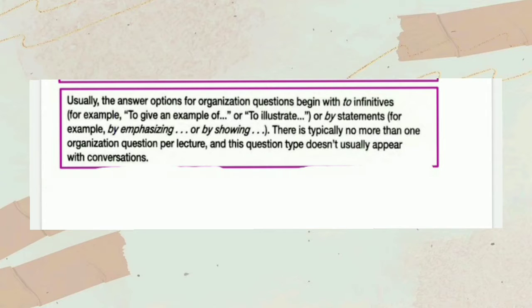Usually, the answer options for an organization question begin with infinitives or phrases. For example, to give an example of, or to illustrate, or by stating. For example, by emphasizing or by showing. There is typically no more than one organization question per lecture, and this question type does not usually appear with conversation.